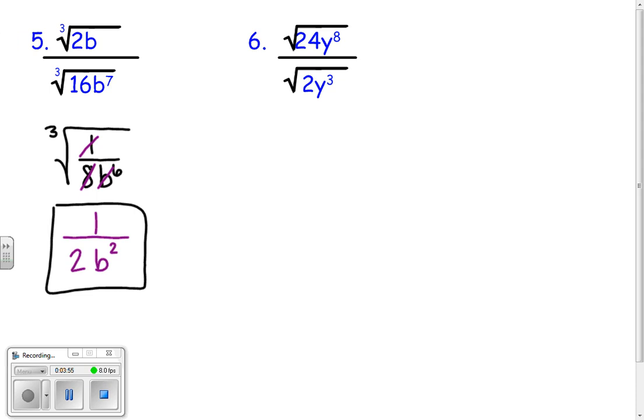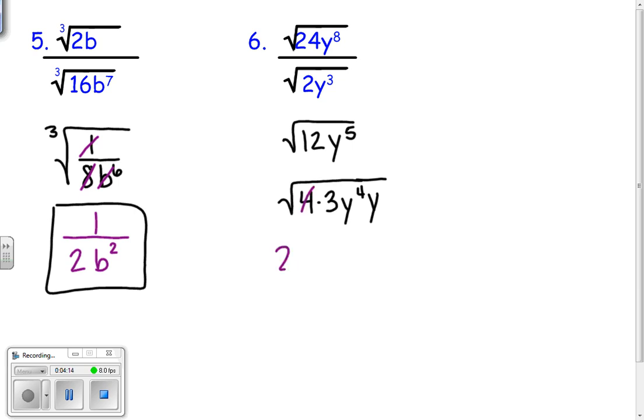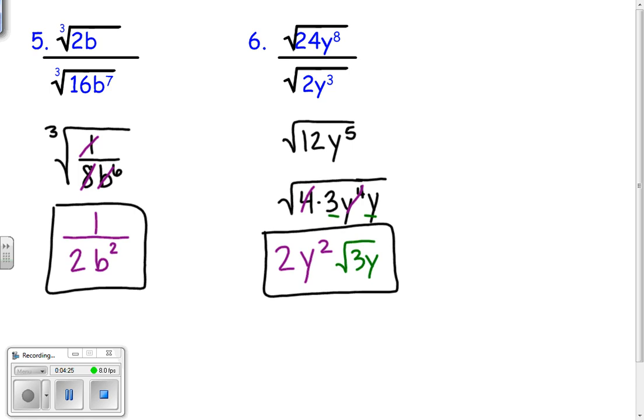Number 6 will not be a fraction. 24 divided by 2 is 12, and y to the 8th over y to the 3rd is y to the 5th. Neither 12 nor y to the 5th can be square rooted, so you need to rewrite them. I'm going to rewrite the 12 as a 4 times 3, and the y to the 5th, I'll make a y to the 4th y. The square root of 4 is 2. The square root of y to the 4th is y squared, which means I'm left with the square root of 3y. Even though I started even, no absolute values are necessary because I ended even as well.